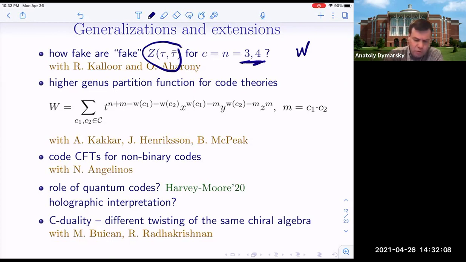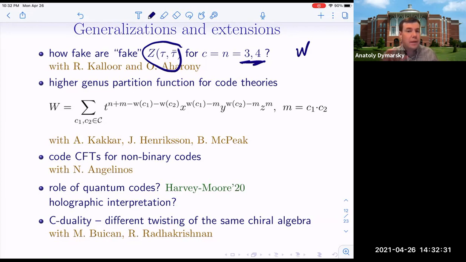I contributed next to nothing to this consideration. This is all due to my student Ashish Kakar and his collaborators. But basically the idea is that, let's say for genus 2, you need to generalize the numerator polynomial. In a numerator polynomial, you have a sum over code words. For genus 2, you need to sum over pairs of code words.